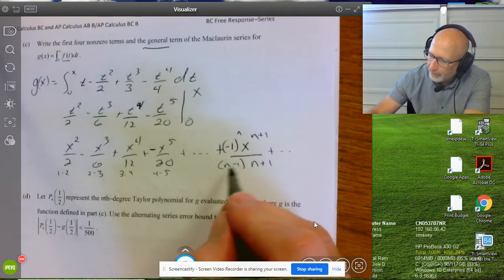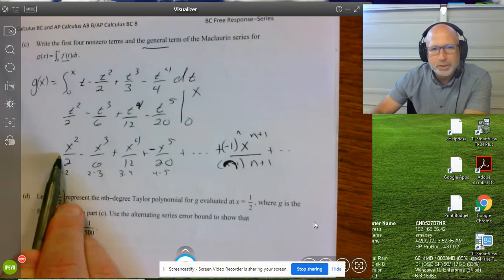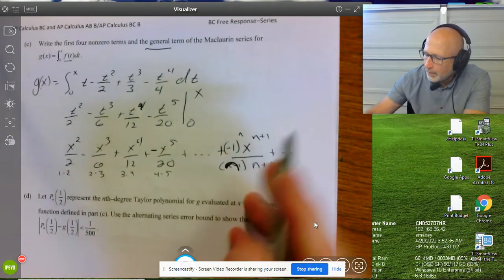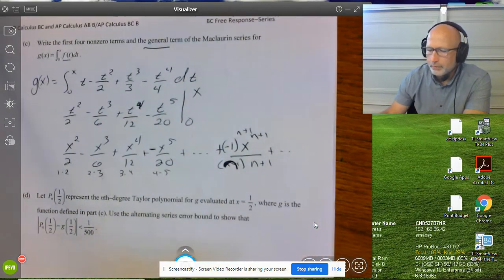So this whole thing right here is just going to be n. And then when I plug in 1, it should be positive. Right now, when I plug in 1, it's going to be positive. So I'm going to make that a plus 1. Okay, so that right there is going to be the general term.